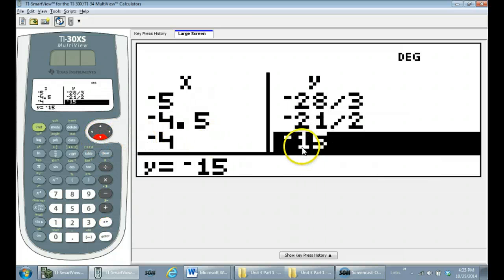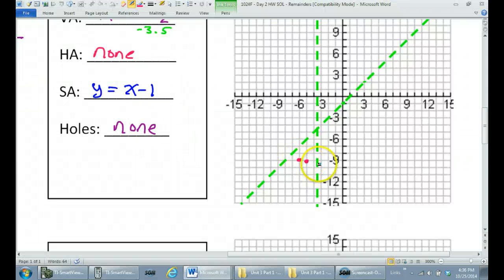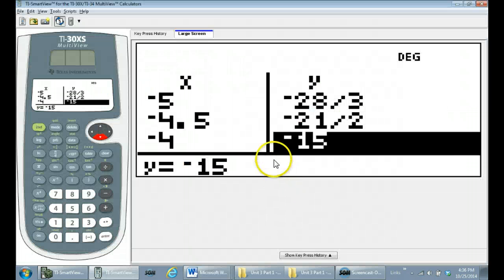At -4, we're at -15. Interesting. Okay, so at -4, we are at -15. That's right here. Let's see what's going on a little bit further to the left just to complete this curve, but you can bet that it's going to follow that asymptote. But let's take a look.